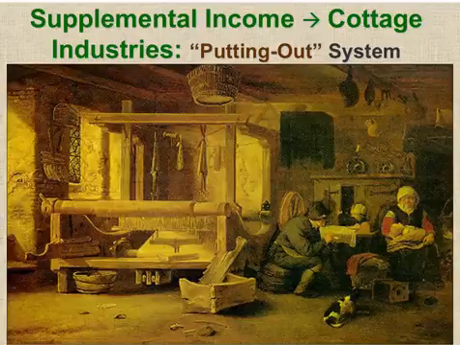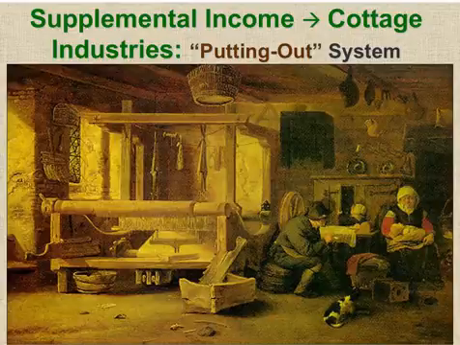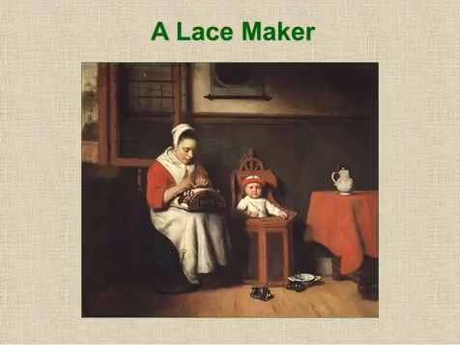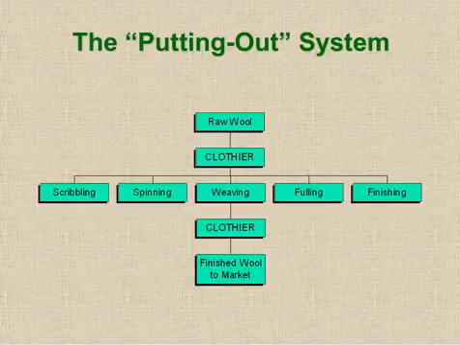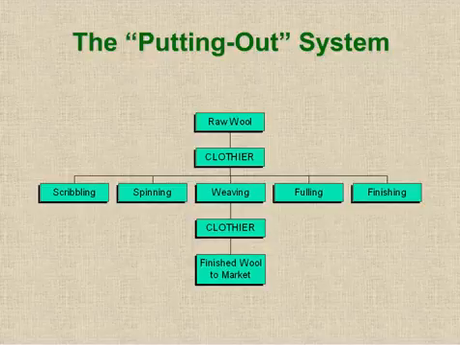Now, because most of the peasants were wage earners, even in the countryside, they did things, like I said before, engage in the cottage industry, or sometimes referred to as the putting out system. So they would spin and weave thread, or they would make lace. So you can kind of see the whole system of how this would go.